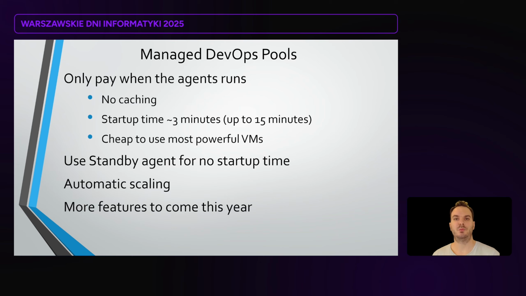And I already said there are more features coming this year. So the next features are going to be to use spot VMs. Spot VMs are super cheap. So we get up to, I think, 80 or 90% discount, but they could be terminated at any time. So if you don't mind that your pipeline might be canceled and you have to restart it, then this could be a great option to save even more money. And we're also going to be able to use our own container images as an agent.